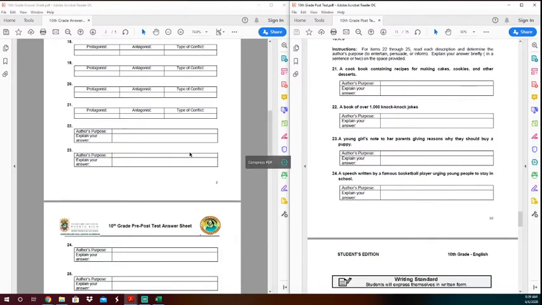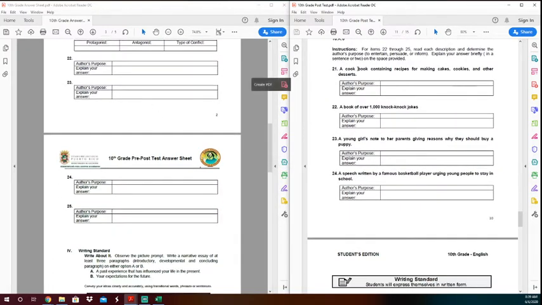So then we have the author's purpose section right here. This is 2 answers. First, tell me the author's purpose. Remember PIE, okay? Persuade, inform, entertain. And then explain your answer. Why do you think it's that one? Okay, so this is a 2-part answer. Make sure that you fill out both parts, okay?